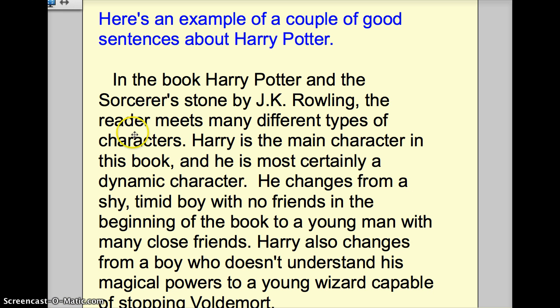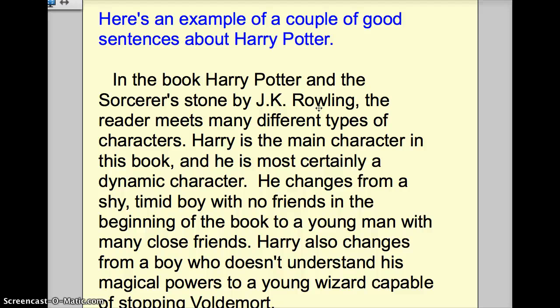Here's an example of a couple good sentences about Harry Potter in the book Harry Potter and the Sorcerer's Stone. In the book Harry Potter and the Sorcerer's Stone by J.K. Rowling, the reader meets many different types of characters. Harry is the main character in this book, and he is most certainly a dynamic character.